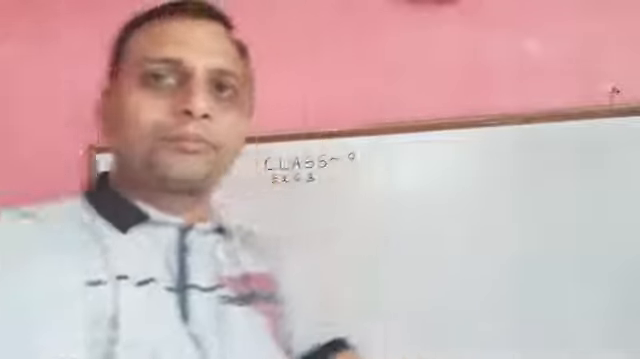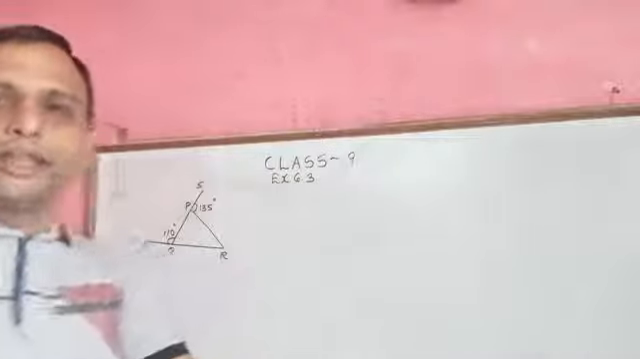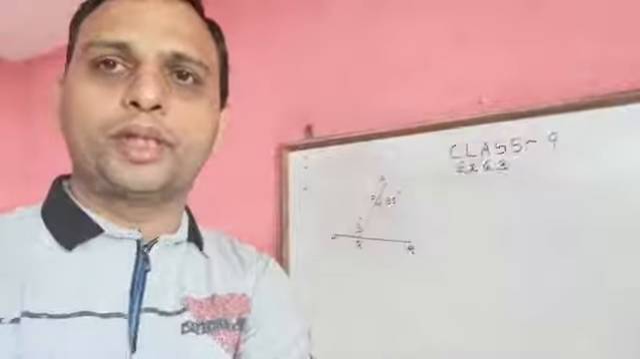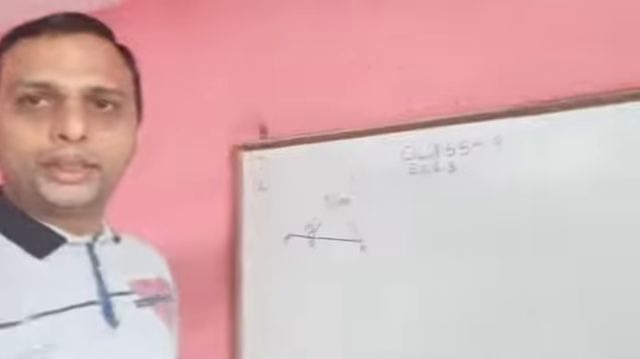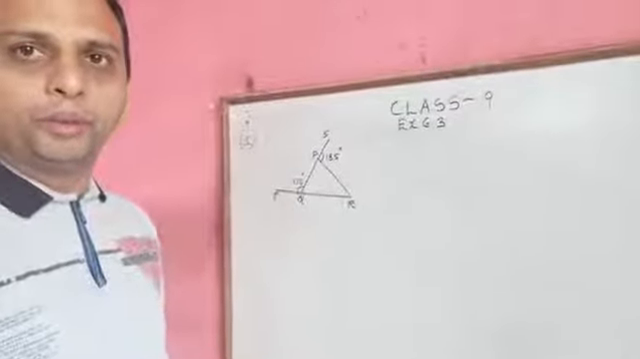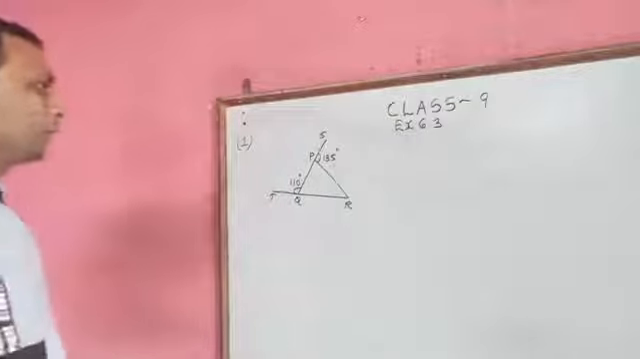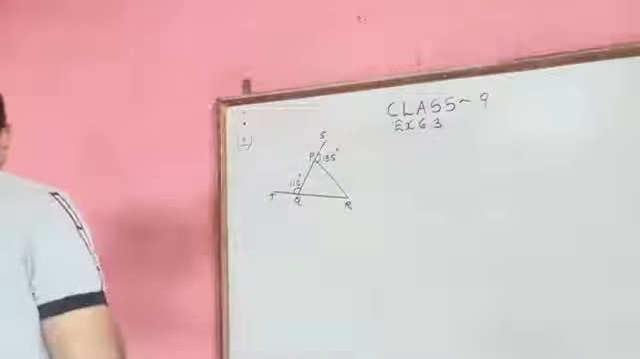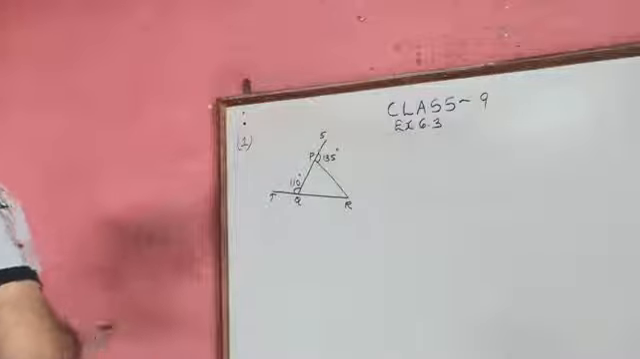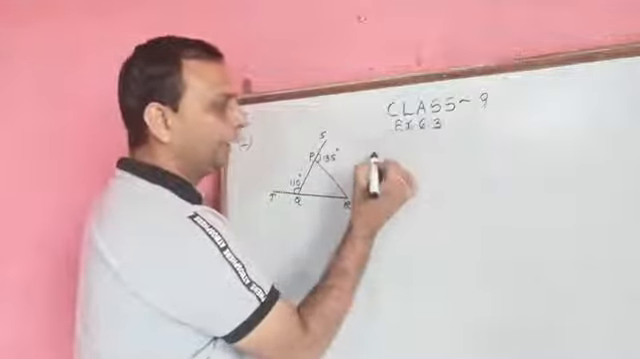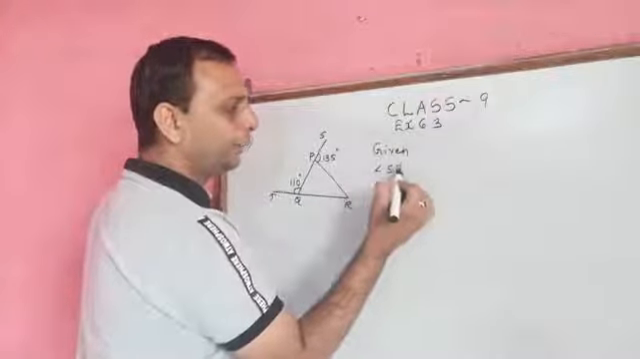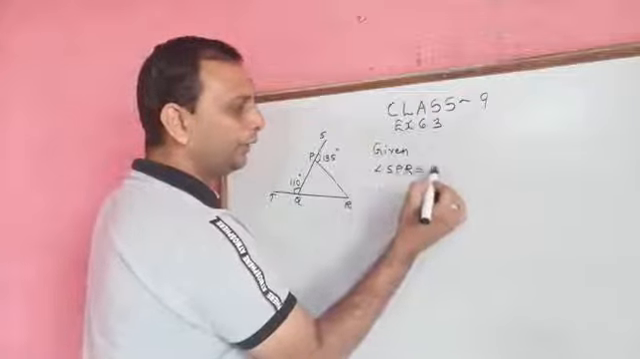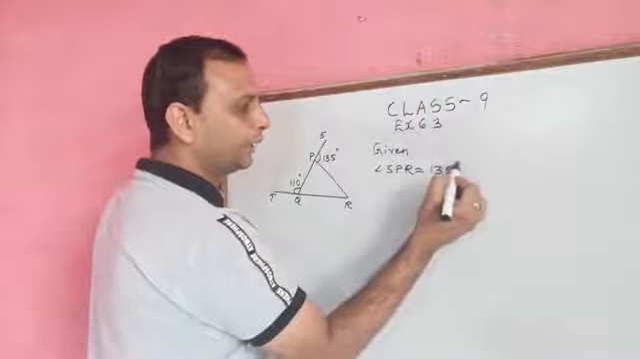Hello everyone. Today again I am here to teach you another topic from exercise 6.3. You can see I have already made the figure on the board. It is mentioned in the question that angle SPR is equal to 135 degrees.